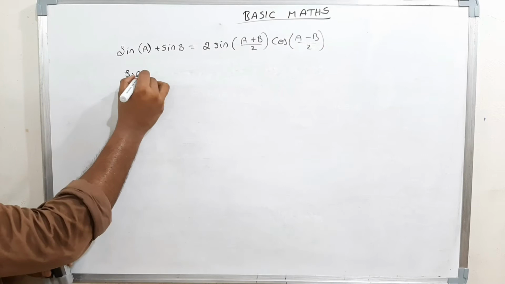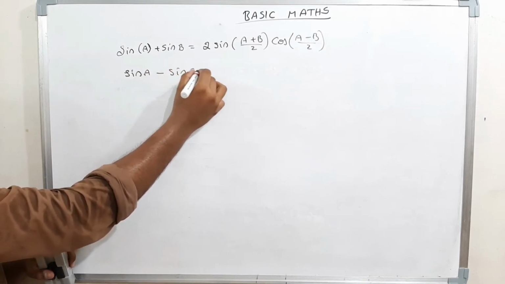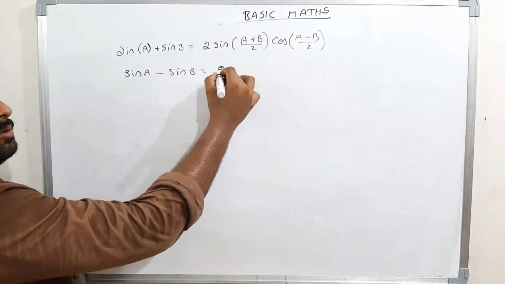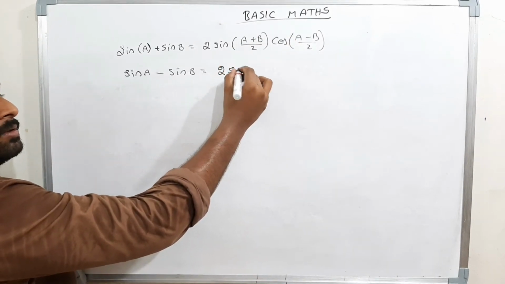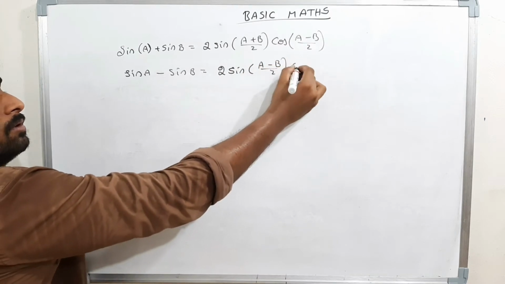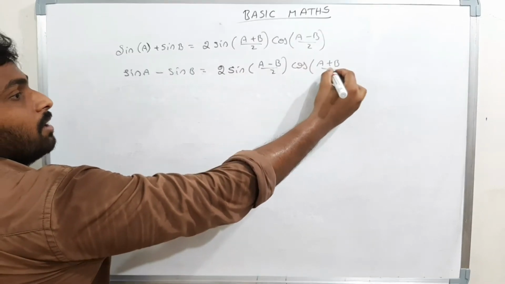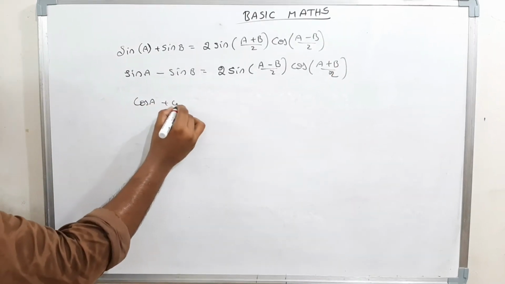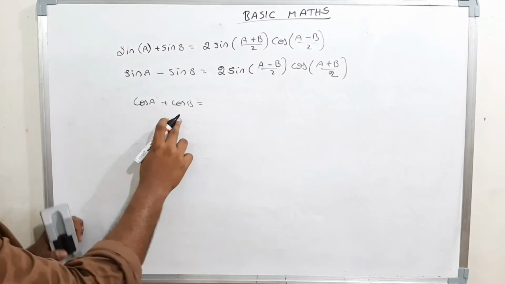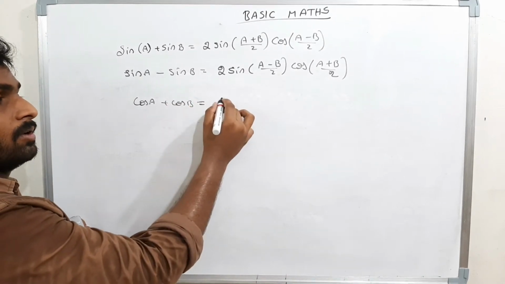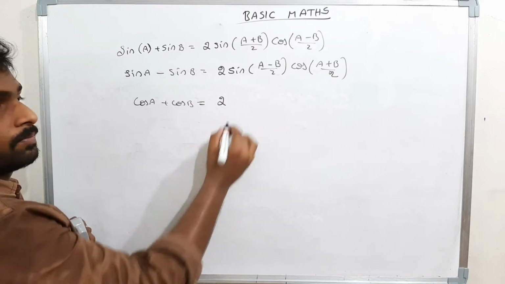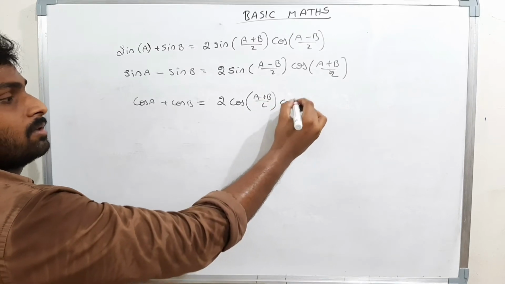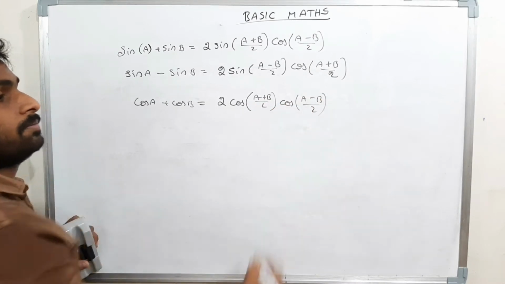Now if it is sin A minus sin B, what is sin A minus sin B? Just reverse, the signs will be reversed. 2 sin (A minus B) by 2 cos (A plus B) by 2. Now for cos A plus cos B, it will be a little bit reverse, so see it. What is that? 2, both will come: cos (A plus B) by 2 and cos (A minus B) by 2.